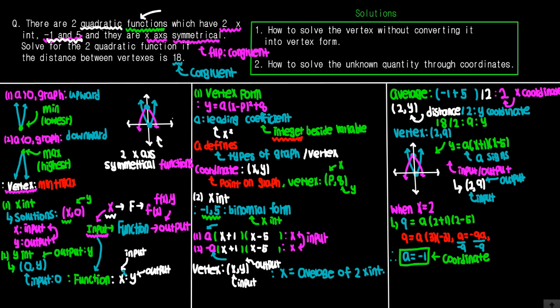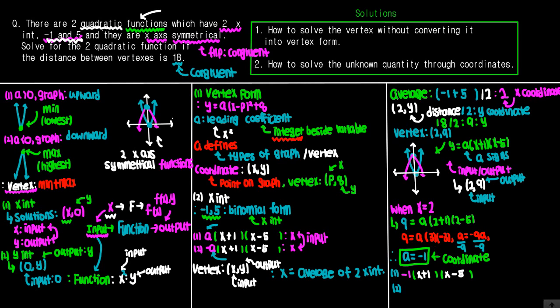We're trying to find the two functions. The first one is y is equal to a times x plus 1 and then x minus 5, where our a value is negative 1. So negative 1 times the two binomials, x plus 1 and then x minus 5. For the second one, a is equal to negative 1, but the negative turns to positive, so we don't have to write it down.